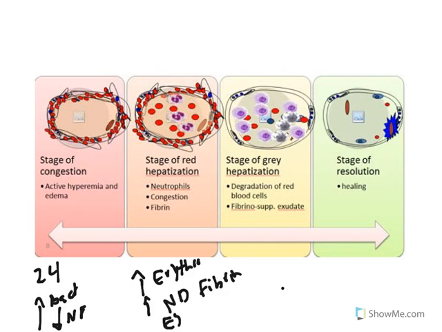In stage 3, or gray hepatization, there is degradation of red blood cells, and it becomes gray because of this degradation. RBCs, or erythrocytes, will be degraded, and there is fibrinous exudate, so there will be exudation of fibrinous fluid.